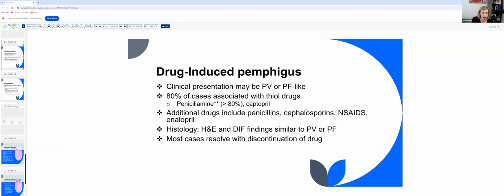So the key in these cases is to recognize that a new drug has been initiated and to make that correlation. Most cases will resolve with discontinuation of the drug.